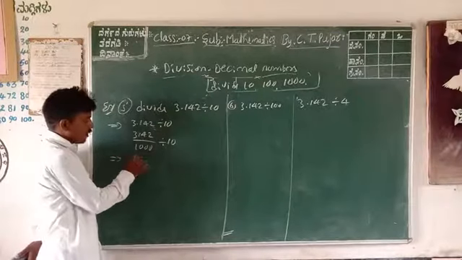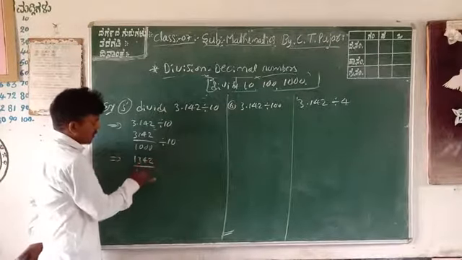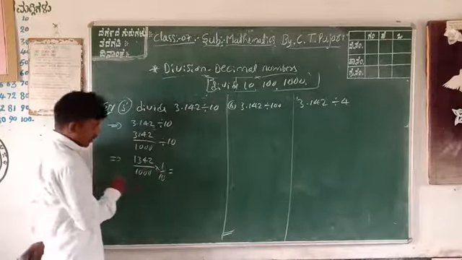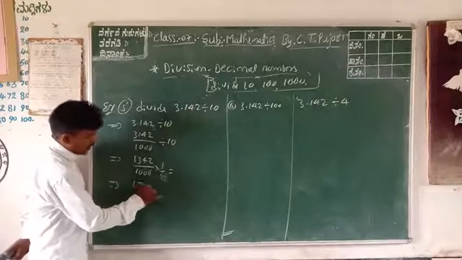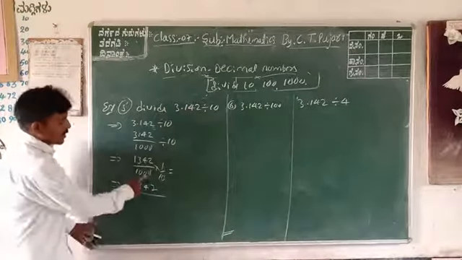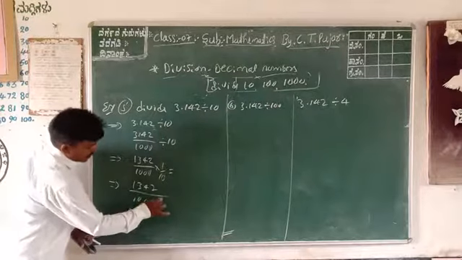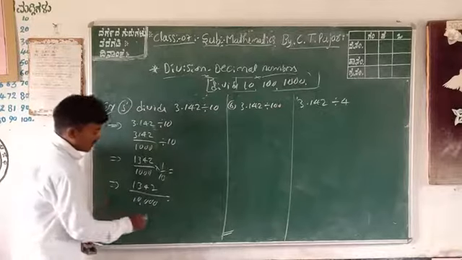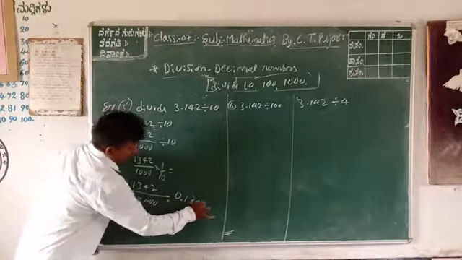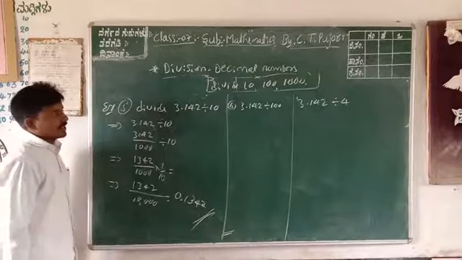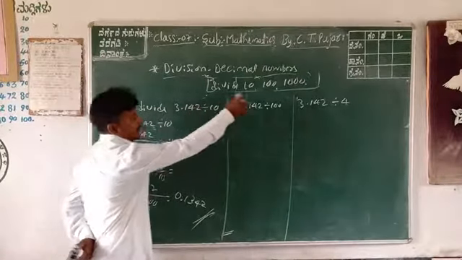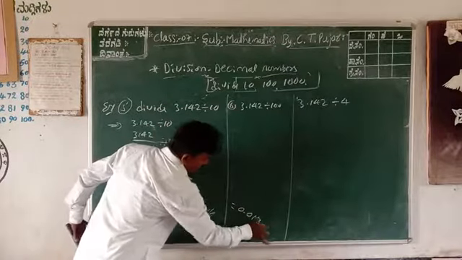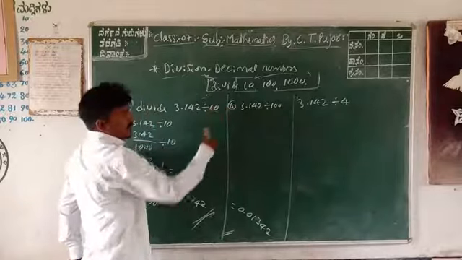Division of fractions. 3142 divided by 1000 into the reciprocal of 10. Therefore, this answer is 3142 divided by 1000 into 10, which means 10,000. In the denominator, 1, 2, 3, 4 zeros are here, so 4 digits after the point. The answer is 0.3142. Again, same: this is 10, this is 100. What is the answer? The answer is 0.03142.